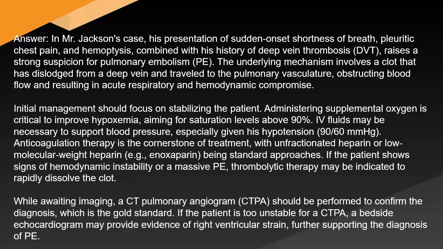Initial management should focus on stabilizing the patient. Administering supplemental oxygen is critical to improve hypoxemia, aiming for saturation levels above 90%. IV fluids may be necessary to support blood pressure, especially given his hypotension. Anticoagulation therapy is the cornerstone of treatment, with unfractionated heparin or low molecular weight heparin, e.g. enoxaparin, being standard approaches. If the patient shows signs of hemodynamic instability or a massive PE, thrombolytic therapy may be indicated to rapidly dissolve the clot.